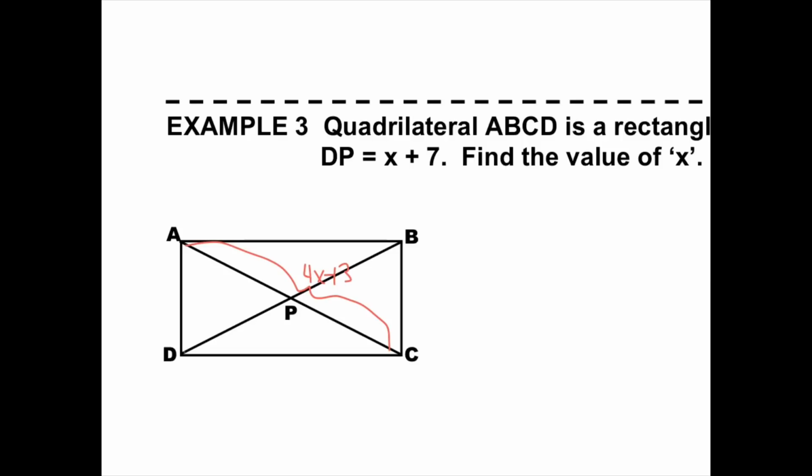Then it tells us that from D to P is x plus 7. And it wants us to find x again. So similar problem, right? Since this is congruent to that, I know I have 2 x plus 7s, and that the other diagonal total is 4x plus 3. Now I can distribute and solve.